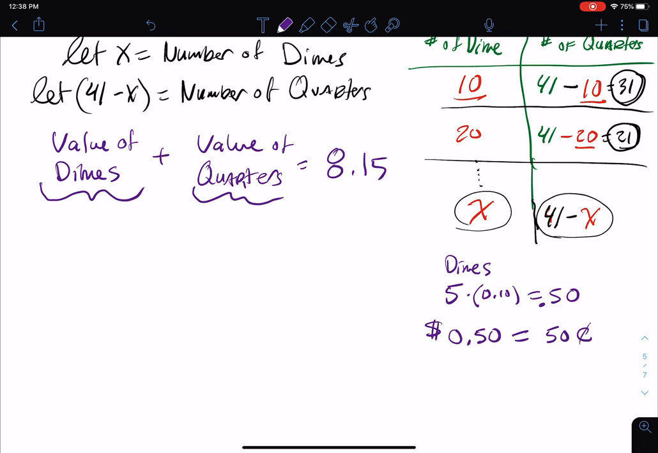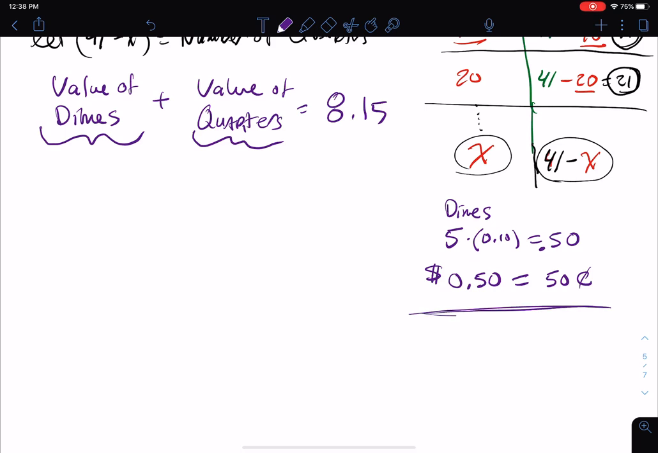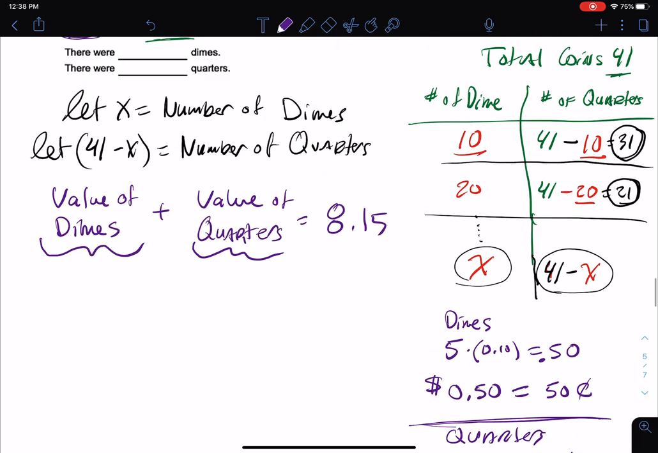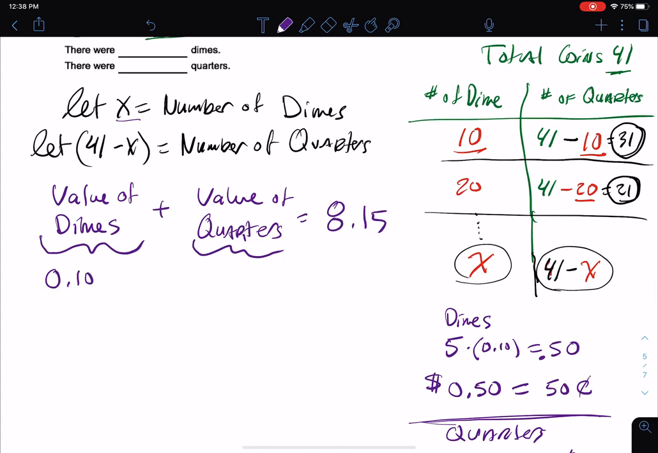Okay, so let's continue with this value idea, quarters. If you wanted to know the value of 4 quarters, most people know that because it makes a dollar, but you take 4 and multiply it by 0.25, and that gives you $1 or 100 cents. Same thing over here. If we want to know the value of the dimes, you have to take the number of dimes times its value. The value of a dime is 10 cents. And how many dimes do we have? Well, we defined it back here as x dimes.